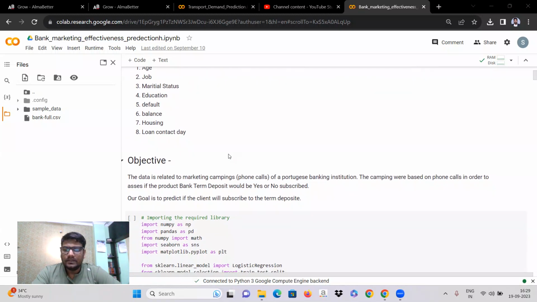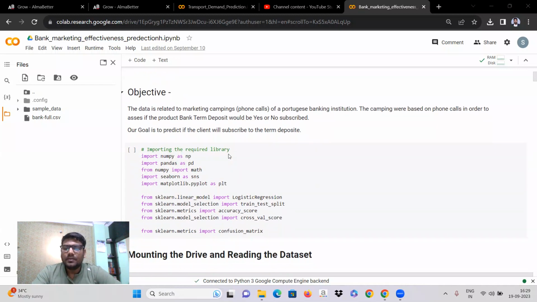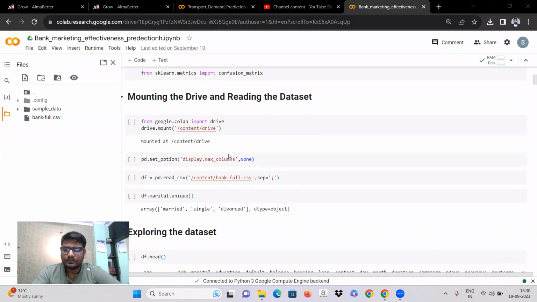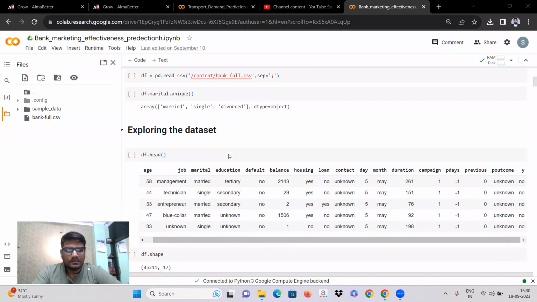We'll see if there is some kind of classification in the customers who would like to subscribe to the term deposit. Here are the important libraries that we need for the model. And this is the information that is captured in the phone marketing.